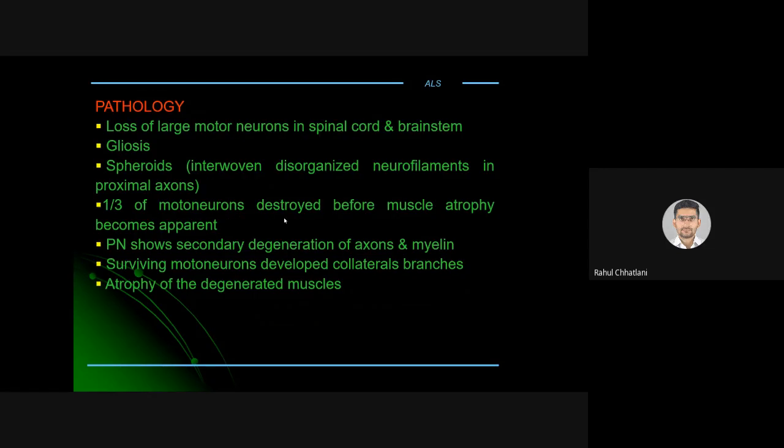Pathology. First and foremost, loss of large motor neurons in the spinal cord and brainstem. As we talked about, the brain will not be affected, the brainstem will be affected, the bulbar effect. The spinal cord will be completely affected. So large motor neurons will be affected, and all the origins of the motor neurons will be affected.